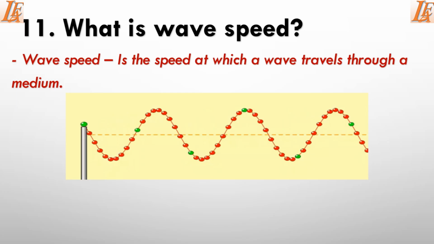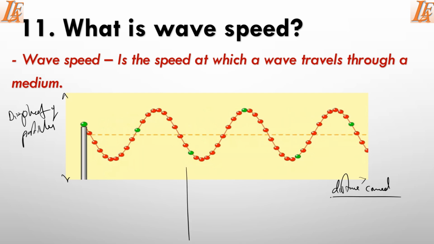So in this case, if you have this wave train with this axis and this axis showing displacement, this displacement of particles in the medium, while this one shows the distance covered by a wave. Therefore, for you to get the wave speed, we can get it in two ways. First, we get it from a formula that we know from mathematics. Speed is equal to distance covered divided by time.